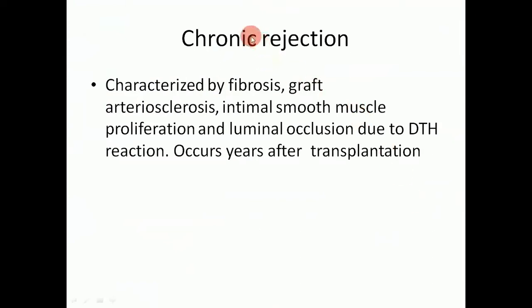Chronic, the last one, the chronic rejection, which occurs years after transplantation, and this leads to stimulation of delayed type T lymphocytes, and this leads to a delayed type hypersensitivity reaction, which is type 4 hypersensitivity reaction, and this leads to fibrosis, graft arteriosclerosis, intimal smooth muscle proliferation, and luminal occlusion of the blood vessel.